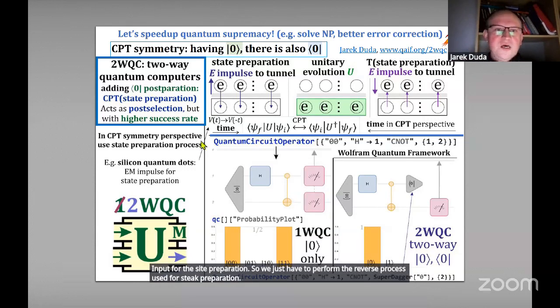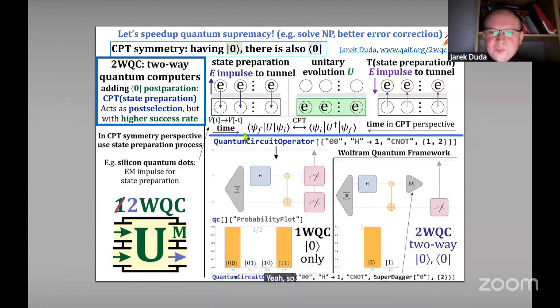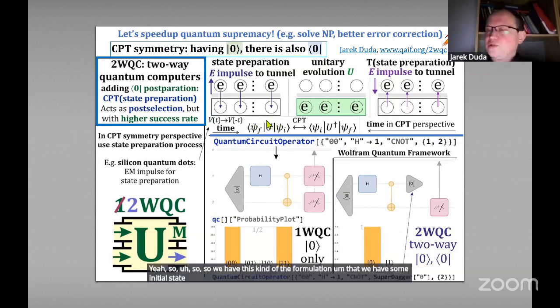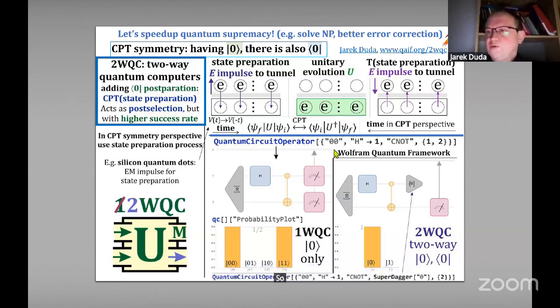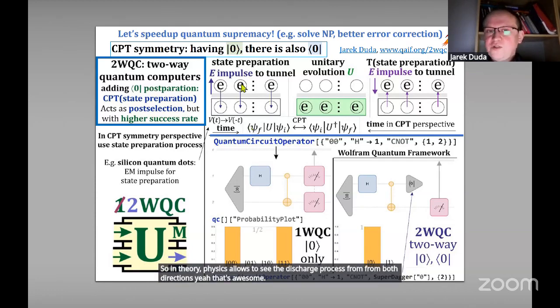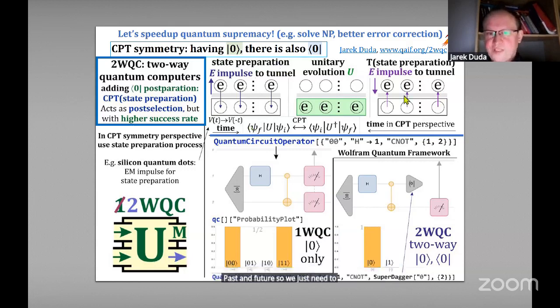We have this kind of formulation: some initial state, final state, and unitary evolution between them. From the CPT perspective, we switch the initial and final states, and we perform the conjugation of the unitary evolution. So in theory, physics allows us to see the process from both directions, past and future. So we just need to reverse the process used for state preparation.